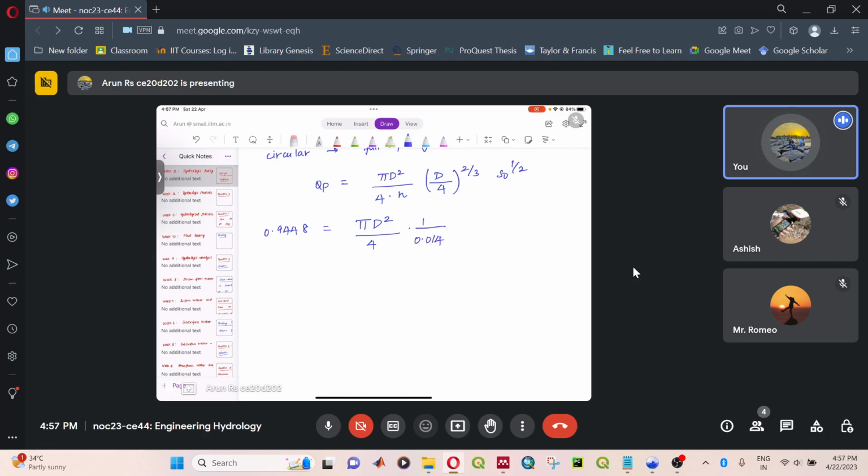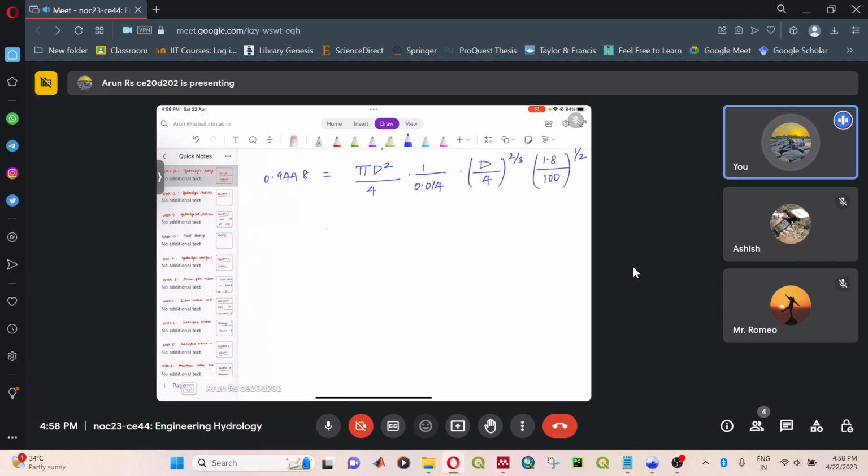Manning's n is 0.014, and the slope of the drain is given as 1.8 percent. If you solve this, you will get 0.649. We can approximate it as 0.65 meters. So this will be the diameter of the drain AB.